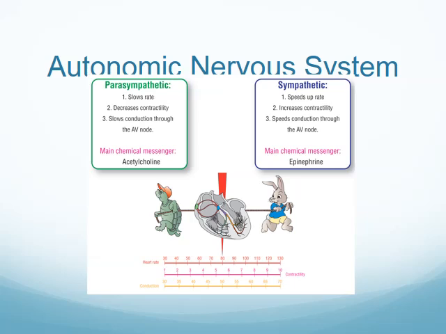You have two main chemical messengers, one for the parasympathetic and one for the sympathetic. The main chemical messenger on the parasympathetic side is acetylcholine, and the sympathetic side is epinephrine. And we'll get into that more as we talk about the cardiac medications that you guys are going to be able to give, and discuss how those come into play with the enzyme acetylcholinesterase and how that works with acetylcholine.